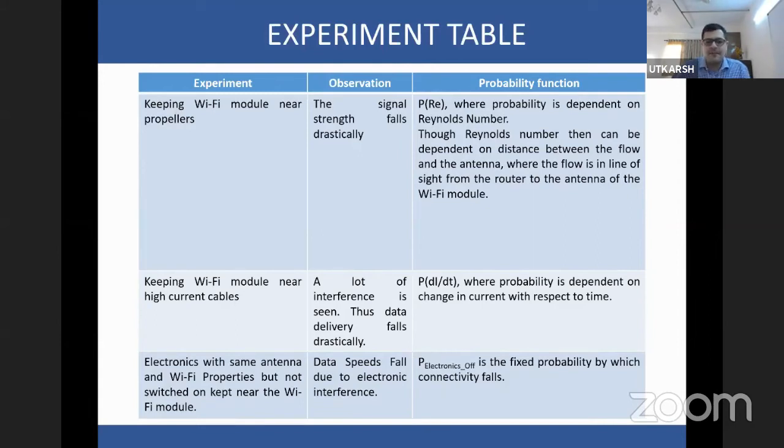Then keeping the Wi-Fi module near high current cables, a lot of interference is seen, thus the data delivery falls drastically. So P of dI by dt, where I is current, where probability is dependent upon changes in current with respect to time.